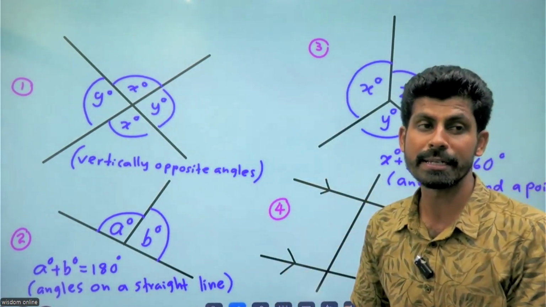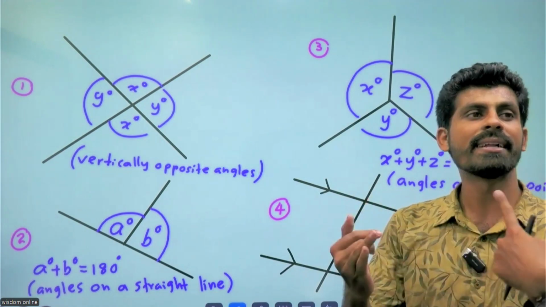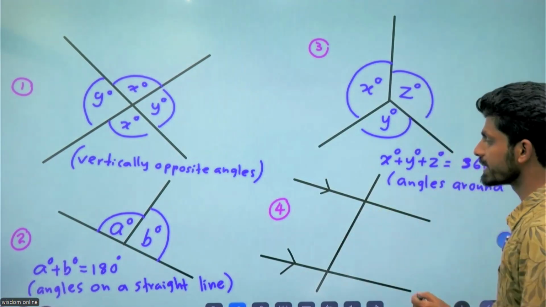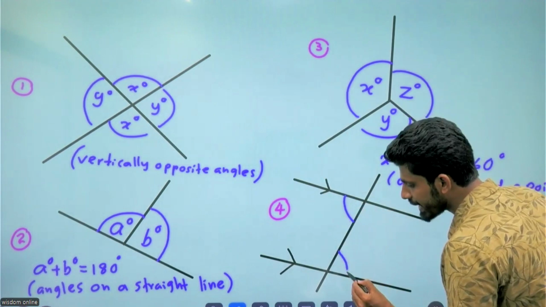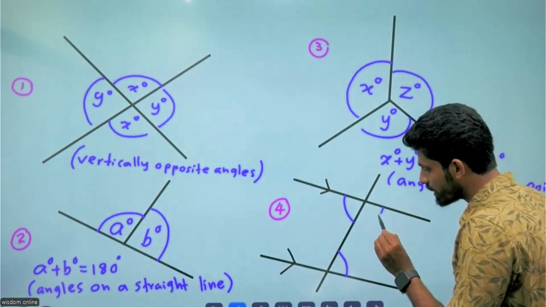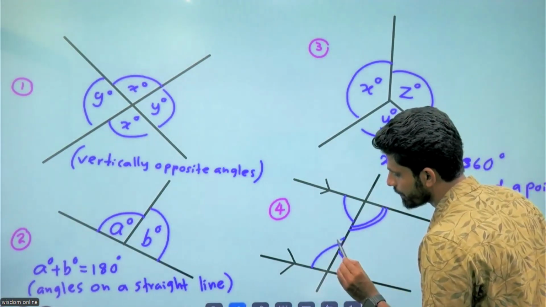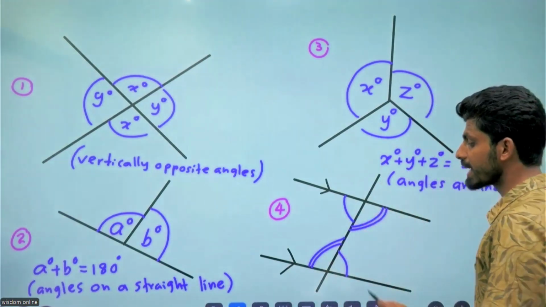Angles on parallel lines. So what are the angles on parallel lines? Alternate angles, allied angles, corresponding angles. Alternate angles are equal. Look at this one: alternate angles are equal. Z angles.